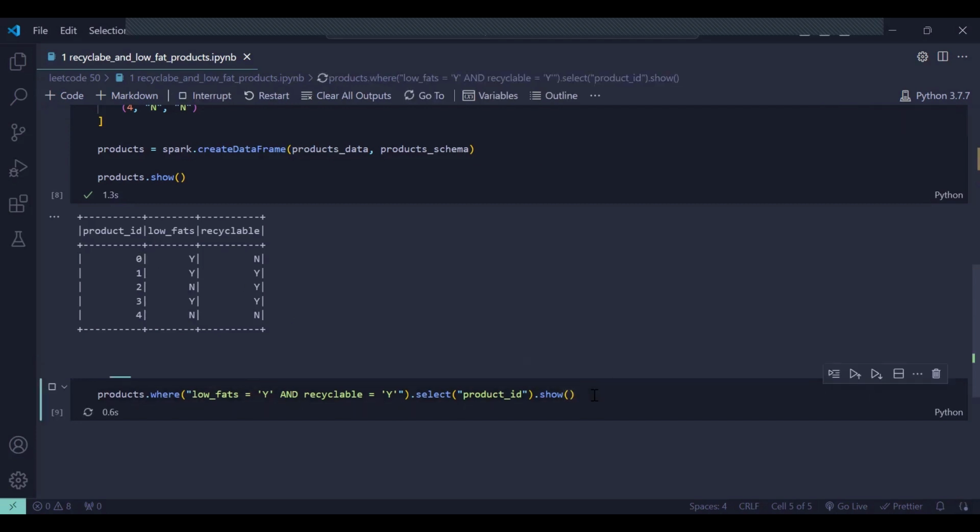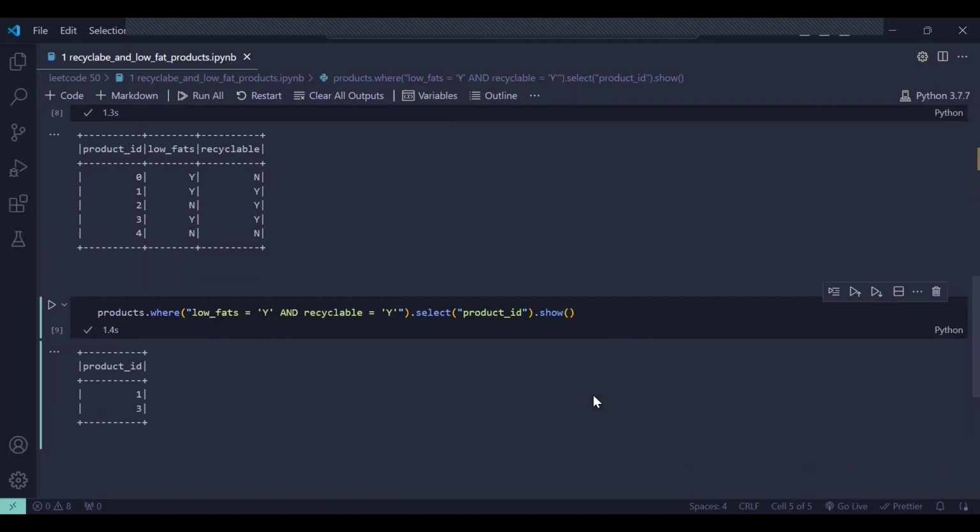Let's run this. Rightly so, we got the output, product ID numbers 1 and 3. Product 1 has low fat as Y and recyclable as Y. Same for 3, where low fat is Y and recyclable is Y. So to start with, this is a very small problem. As we move ahead, we'll see very interesting problems, and we'll solve all these 50 questions.